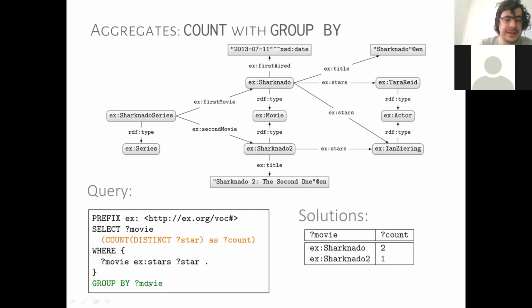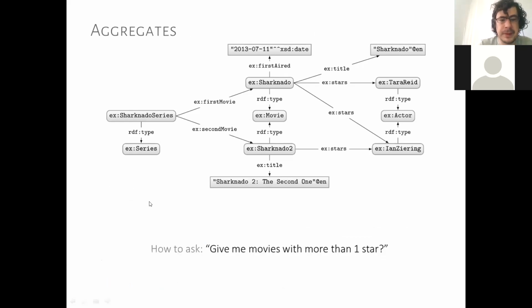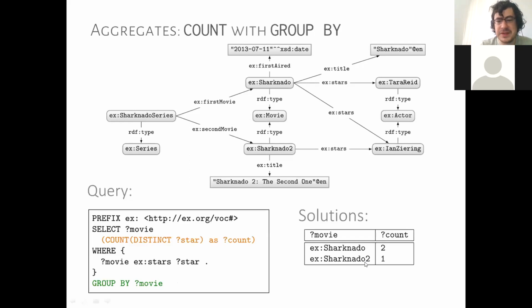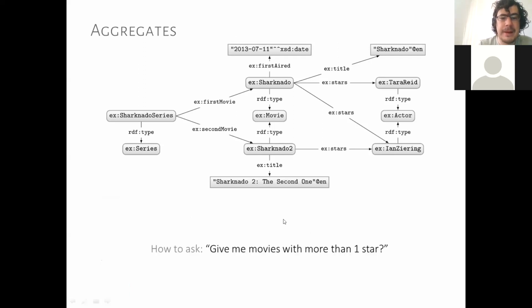Okay, and we can group by multiple variables here, much like in SQL. That's no problem. So how about give me movies with more than 1 star? So what we want to do is the same query, but we want to filter out Sharknado 2 because it only has 1 star. Does anyone remember how to do this in SQL? What's the neatest way?